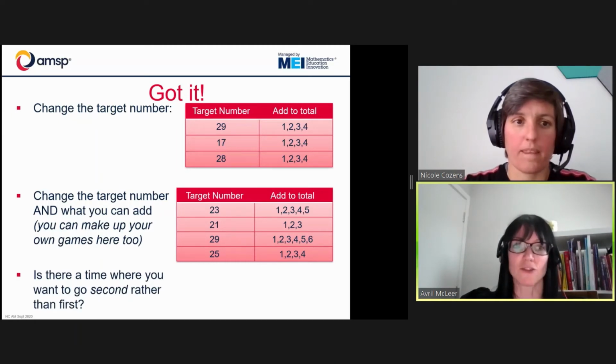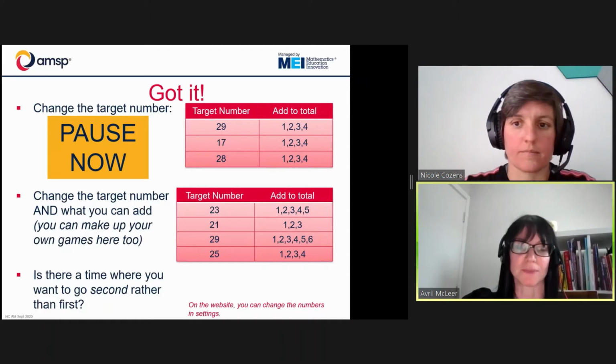Thinking again, remember that key first move was really important. Think how that changes with a different target number. And is there any time where it's actually better to go second rather than first? Pause the video, play these games, and think about how you would adapt your strategies for these games.